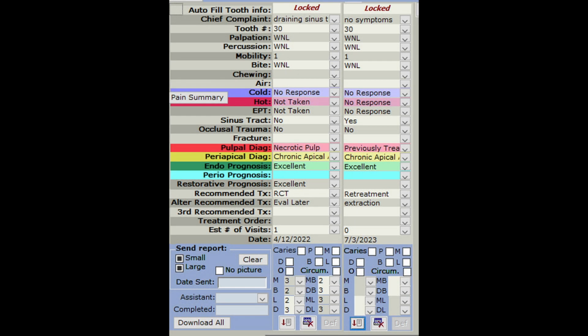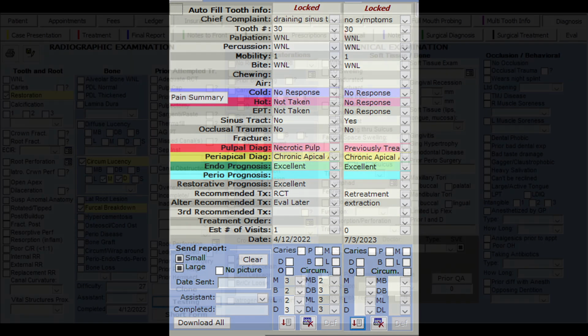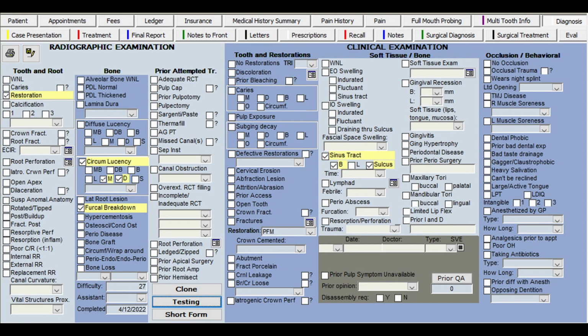His TDO-MTI form reveals no abnormal testing results, with the chief complaint being the presence of a draining sinus tract. The diagnosis is necrotic pulp with chronic apical osteitis or periodontitis. The perioprobings are listed as within normal limits. The TDO diagnosis form makes note of both mesial and distal radiolucencies and a buccal sinus tract, as well as evidence of some furcal breakdown.